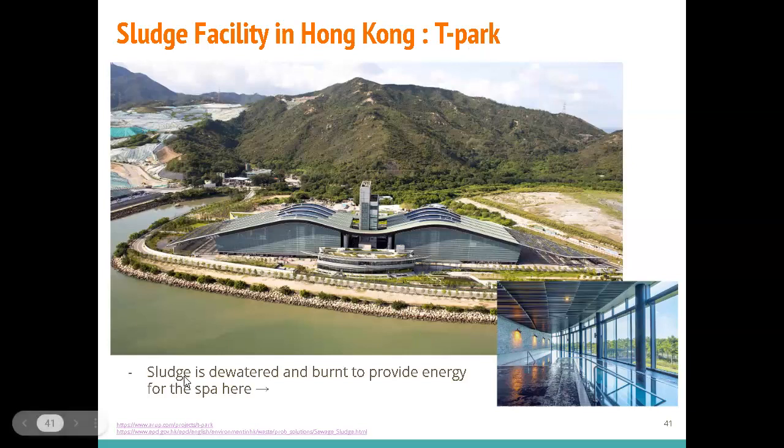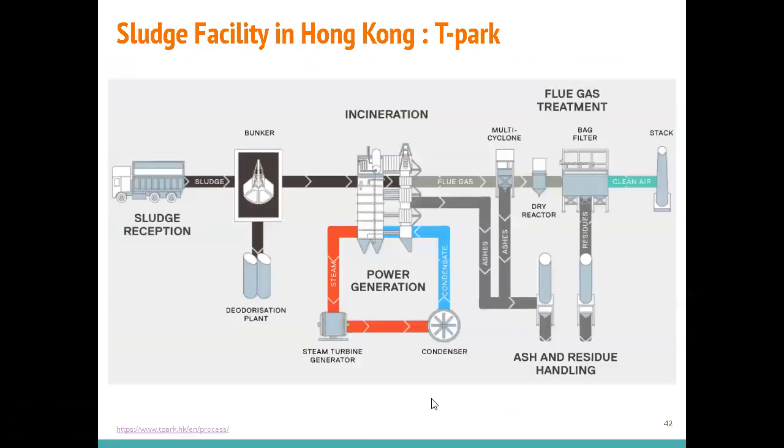The sludge is transferred to T Park by heavy vehicles, which means that before we burn it for energy, we have to use some energy for the transportation. The sludge is mostly water. Of course, if you want to burn it, you need to remove the water and burn it to provide energy. The spa here is supposed to be using the energy coming from the incineration of the sludge. It's free, you can have some reservation there. So we use vehicles to transport the sludge to the facility for incineration to get energy. It's the same as burning any type of fossil fuel.